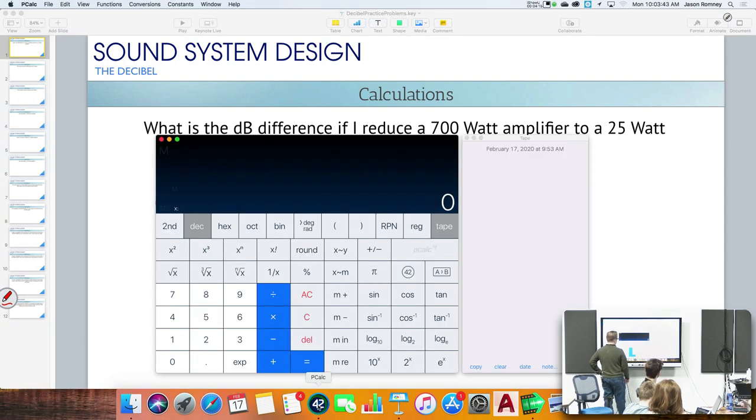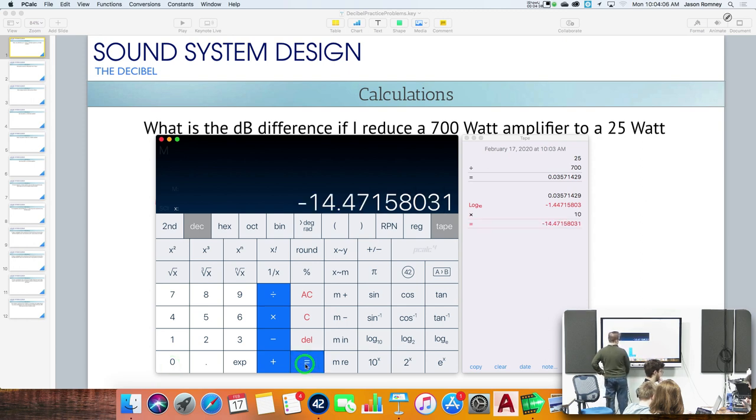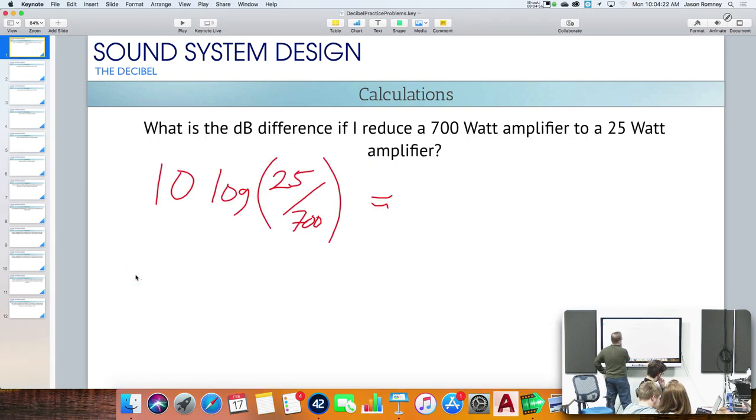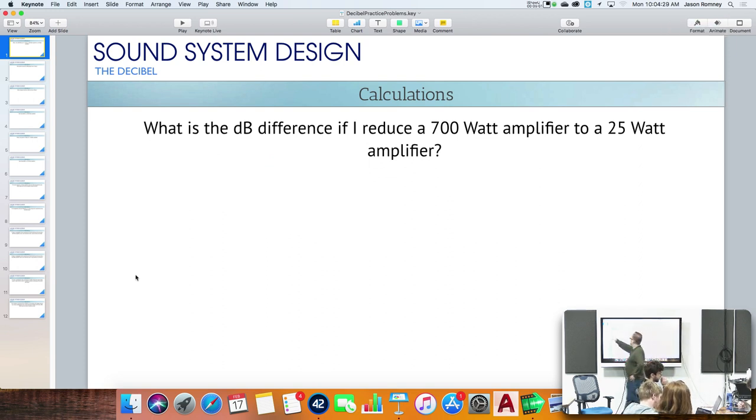Okay, so going to our calculator here, I would do 25 divided by 700. I get 0.0357, and I will do a base 10 logarithm of that times 10. Why times 10 instead of 20? Because it's power, not a force. Yeah, negative 14.47 dB, 14.5 dB would be the difference between a 700 watt amplifier and a 25 watt amplifier. That make sense? Okay, that's an easy one.